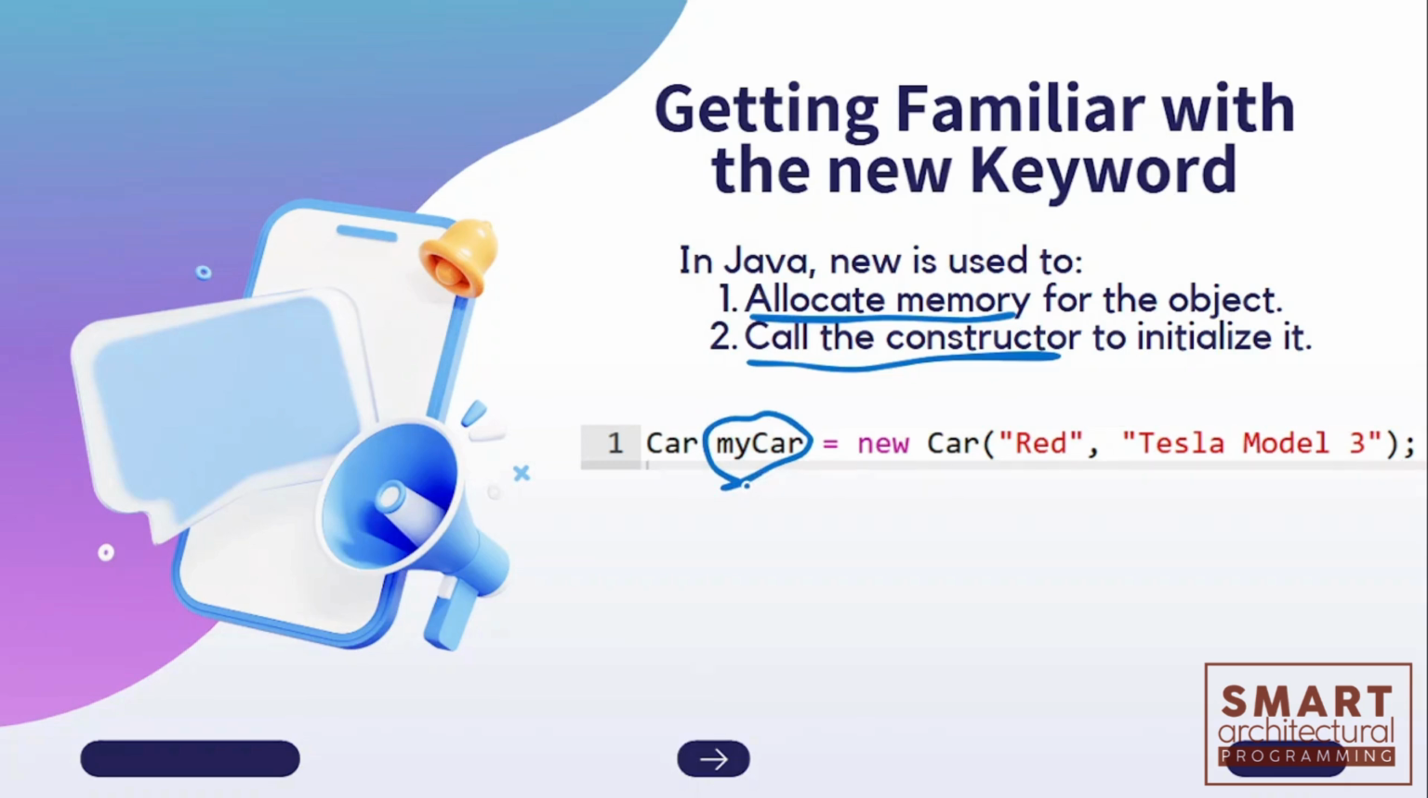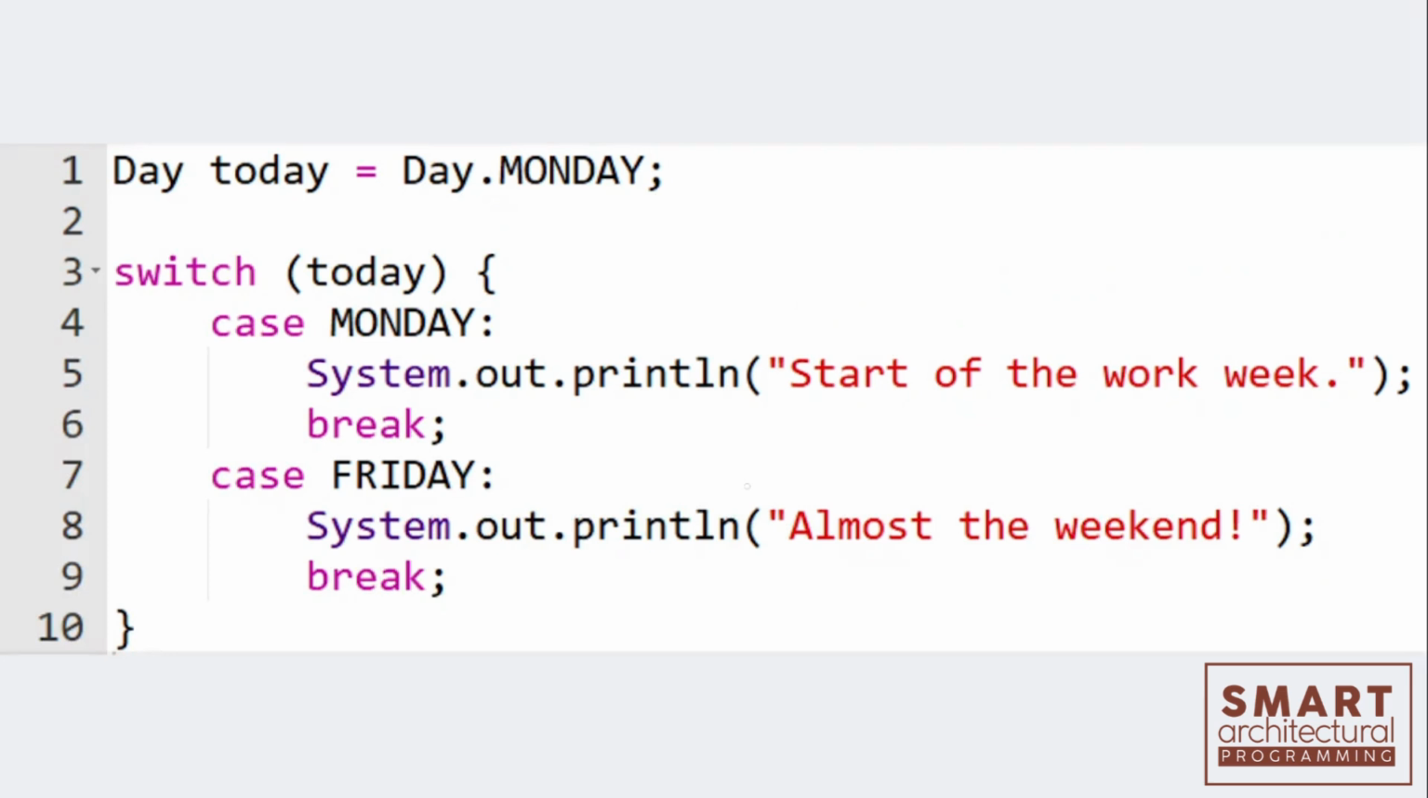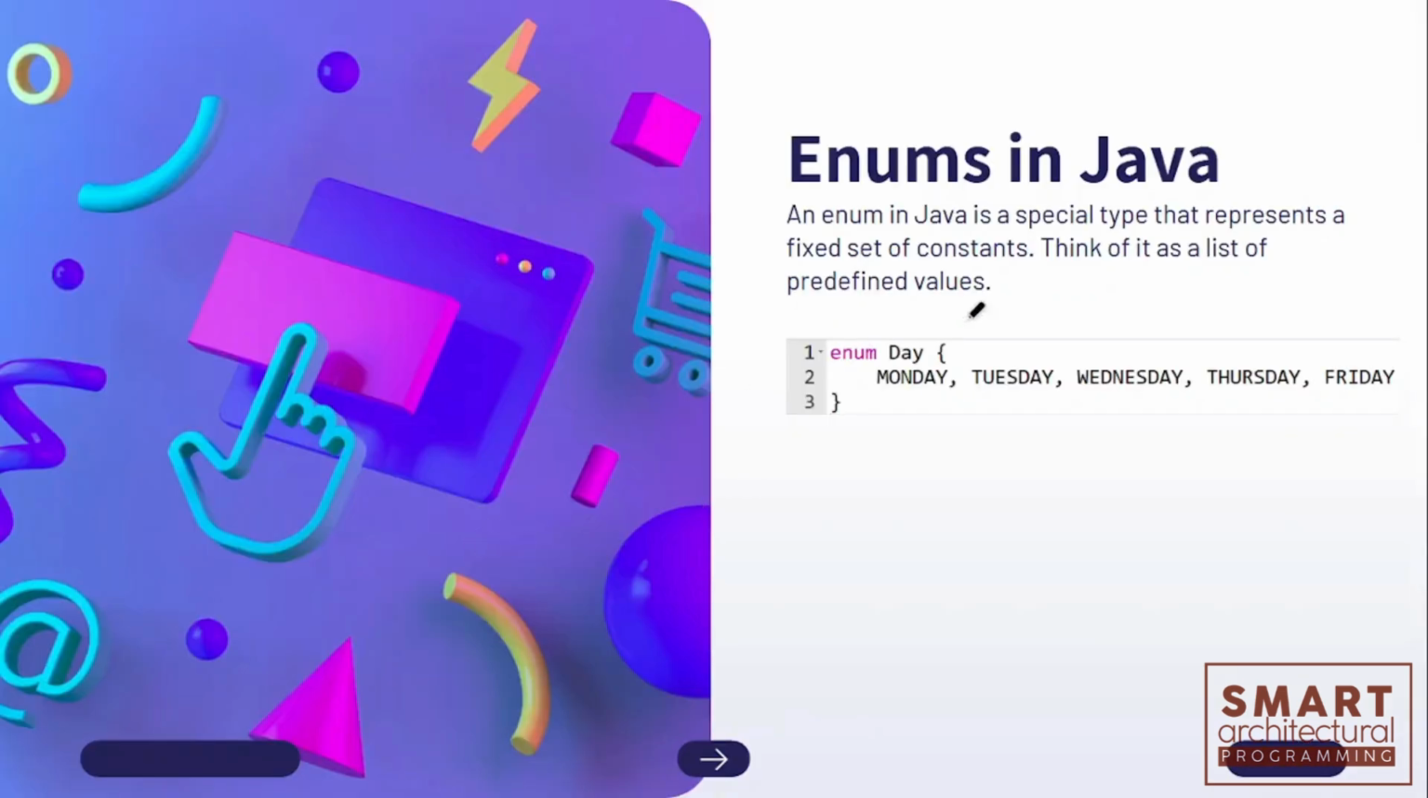So now that we understand that, let's move on to the third concept that we have to cover in this video, which is enums in Java, right? An enum in Java is a special type that represents a fixed set of constants, right? Think of it as a list of predefined values. So let me put it this way. Here, I think we have it. We use the keyword enum and define a type Day. Within that, we have these five: Monday, Tuesday, Wednesday, Thursday, and Friday. What it means is we have some predefined values of days of the week here, right? Five days of the week.